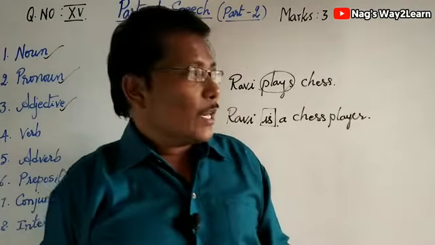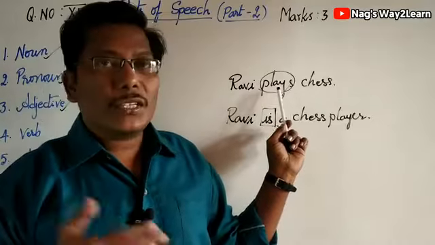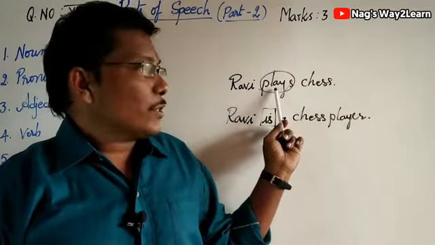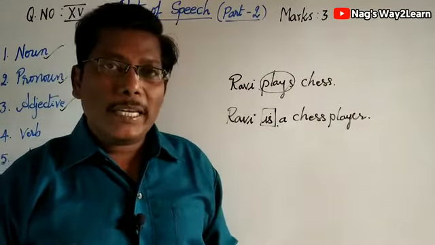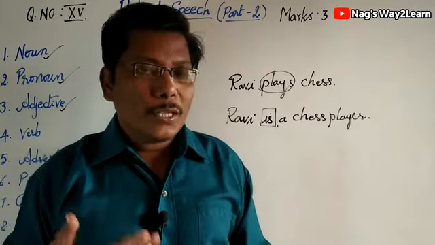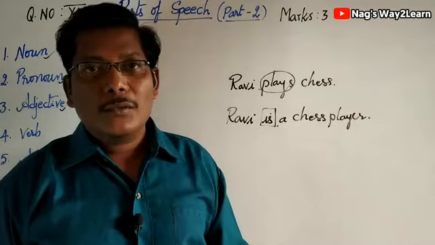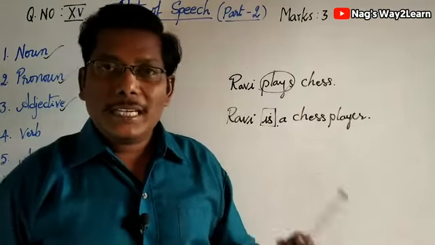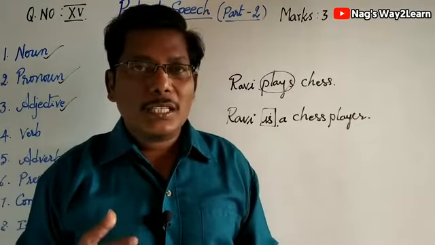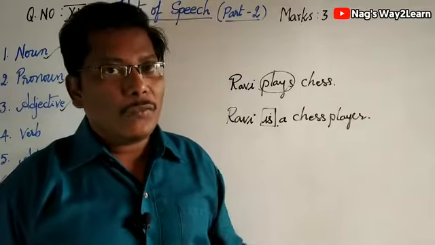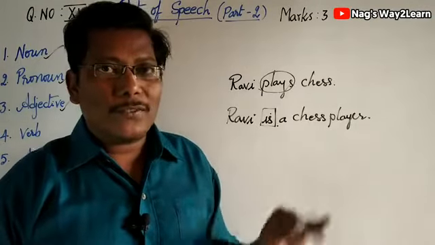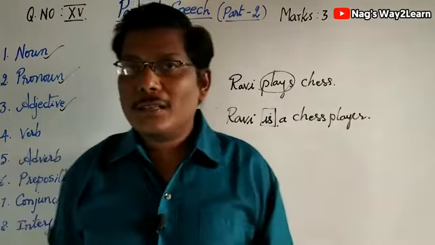And for action verbs there is conjugation. For example, you take play, played, played. You take speak, spoke, spoken. Take, took, taken. So in this way there is conjugation of the verbs. This knowledge is enough to answer in our public examination.